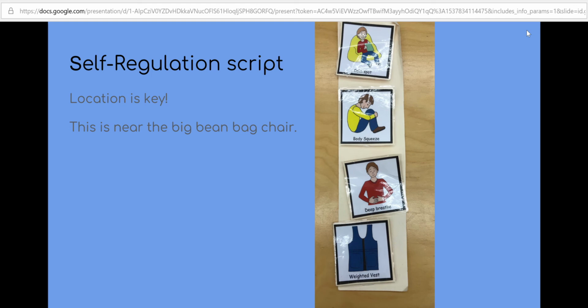These are Velcroed pictures, so they can easily take one of these pictures off and hand it to an adult in order for them to ask for help with whatever thing that they need help with. Maybe they need help breathing properly, or maybe they need the weighted vest and it's not in the area, or they need help getting it on, or something like that.